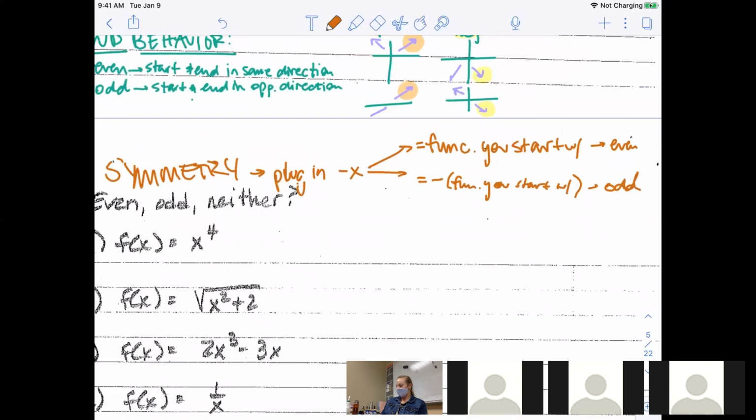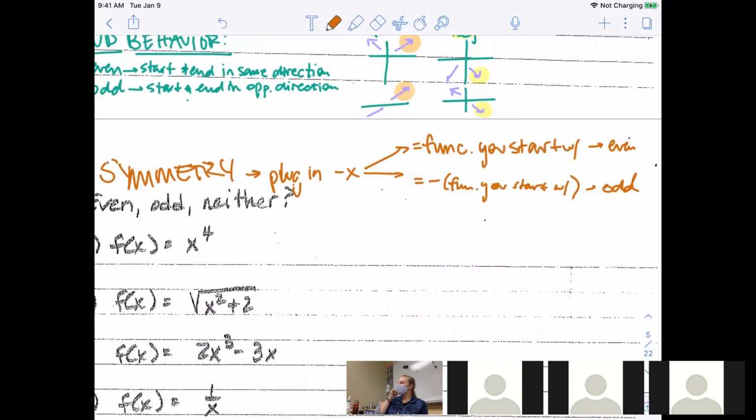Symmetry is plug in negative x, and then you get two answers. Either you'll get the function you started with, and that means it's even, or you'll get negative the function you started with, and that means it's odd.